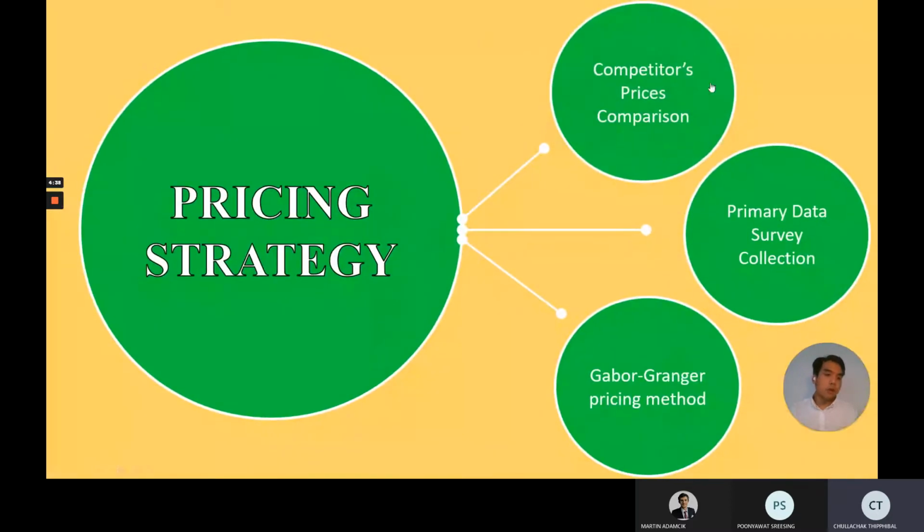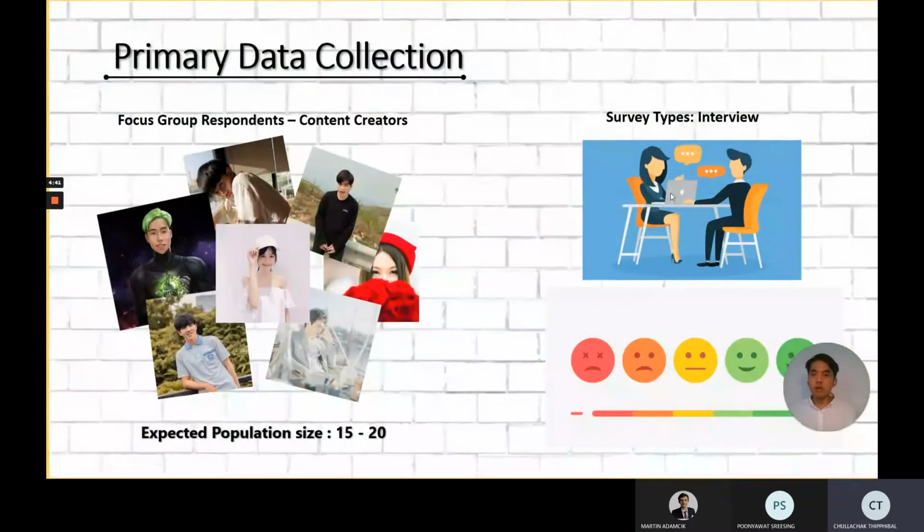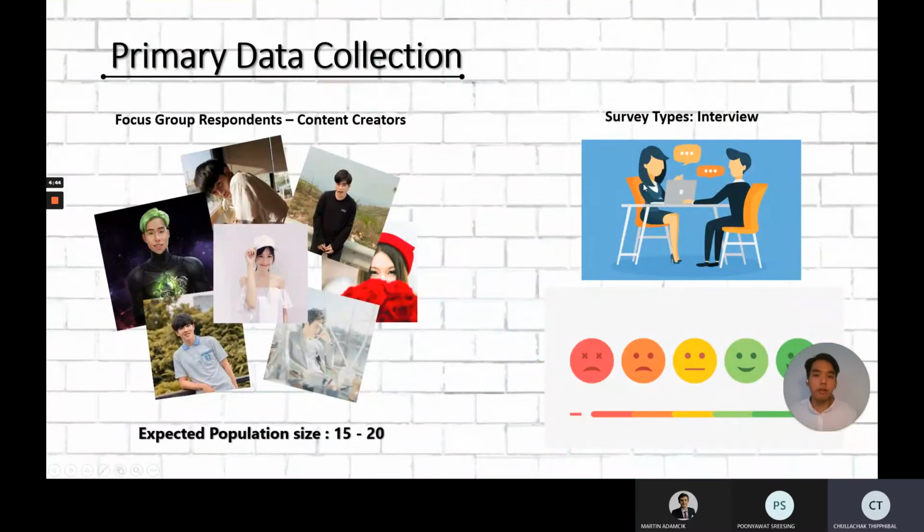The next part is my primary data survey collection. What I did was utilize a focus group of respondents. I targeted content creators such as Thai YouTubers. The people you see on the left side are famous Thai YouTubers that I work with. I am currently a translator for them, so I had the chance to interview each of them about their satisfaction and willingness to pay for my business prices. The expected population size is around 15 to 20%, but I was only able to get 10 respondents, which we will show in the next slides. The method is the interview.